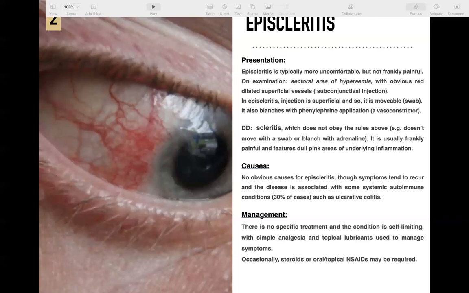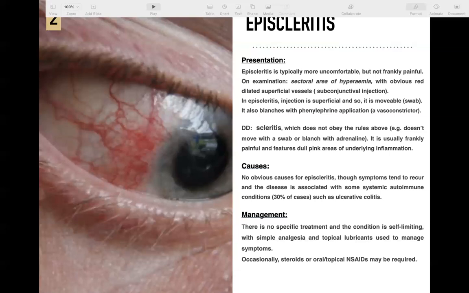So these two signs differentiate episcleritis from scleritis, which does not obey the rules above. It doesn't move with the swab or blanch with adrenaline. It's usually frankly painful, I mean the scleritis is frankly painful. But in episcleritis, there is no pain, just discomfort.